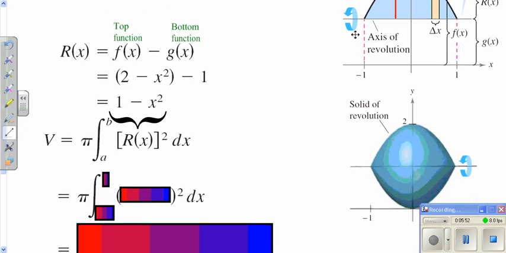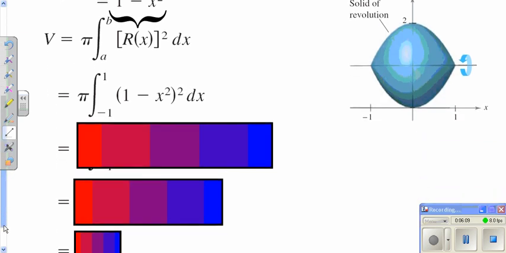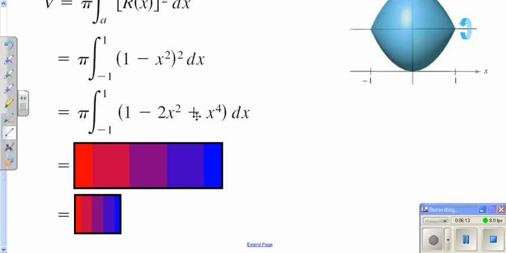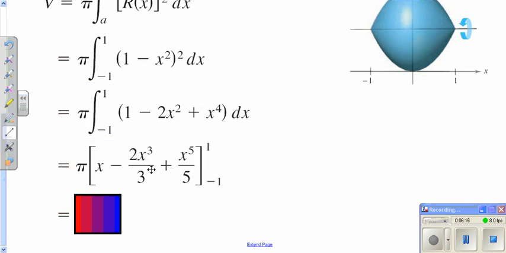Well, we're going to have to use our formula then. We're going to integrate from negative 1 all the way to positive 1. Our function squared, once again, that was top minus bottom function, which reduced down to this, all squared. Then all you're going to want to do is just FOIL that out. 1 minus x squared times 1 minus x squared. Just integrate that then. Plug in your 1, subtract what you get when you plug in negative 1, and you end up with 16 pi over 15.